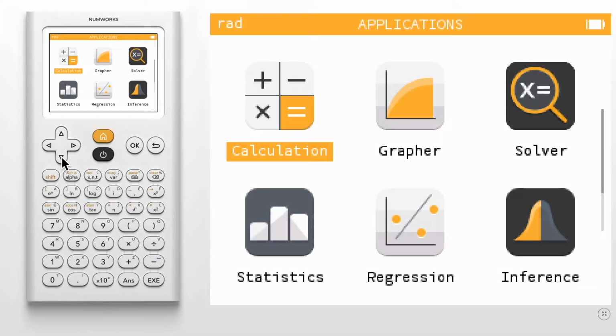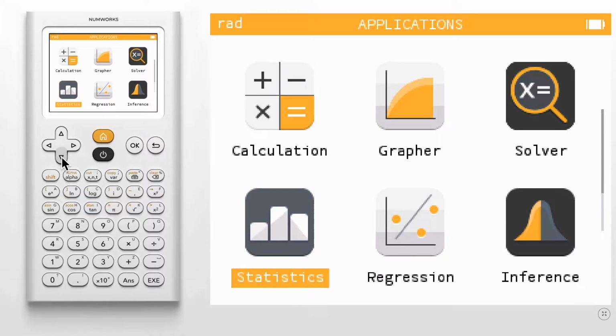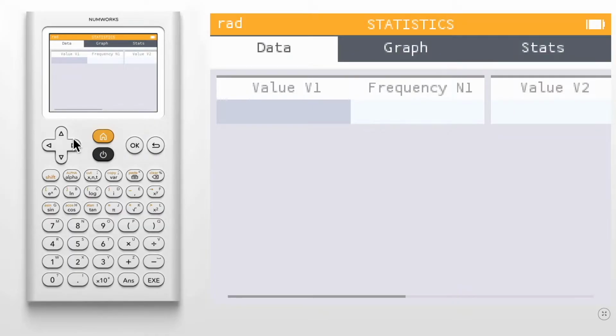Today we are going to learn how to enter data and view summary statistics on the NumWorks graphing calculator. To begin, open the statistics application. At the top of the screen, you will notice three tabs: data, graph, and stats. These tabs allow you to enter, view, and analyze your data set.